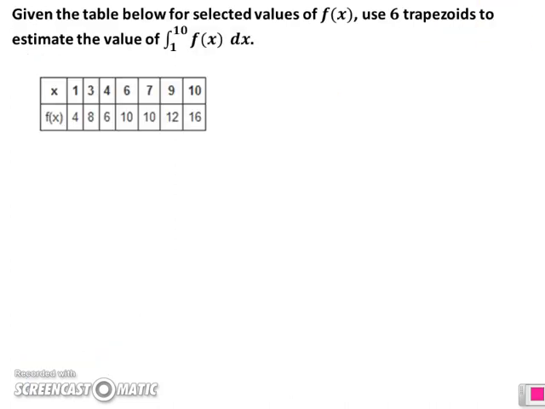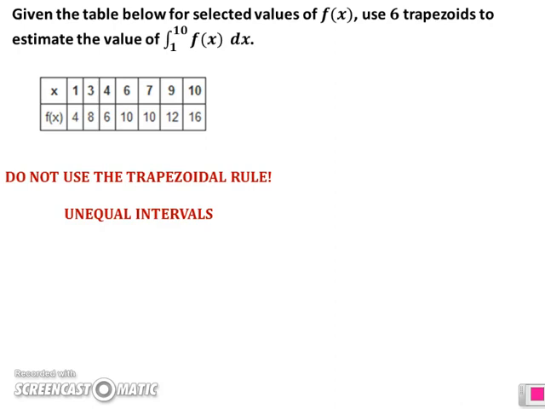Here, I don't have the equation for f of x. I just have a few points. And you can't make any assumptions about any points in between. Very tricky. Cannot use the trapezoid rule in this. It's because you have unequal intervals.